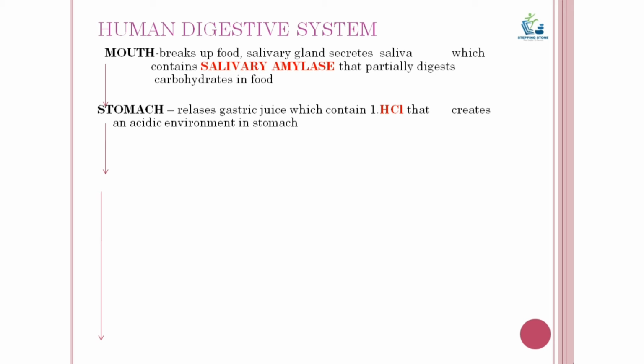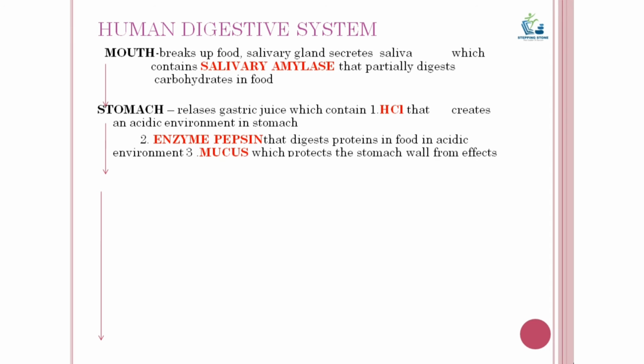Now, why is an acidic environment required in the stomach? Because the enzyme pepsin present in the gastric juice can act only in an acidic environment. Pepsin digests proteins present in food. The mucus present in gastric juice protects the stomach wall from the effects of hydrochloric acid.